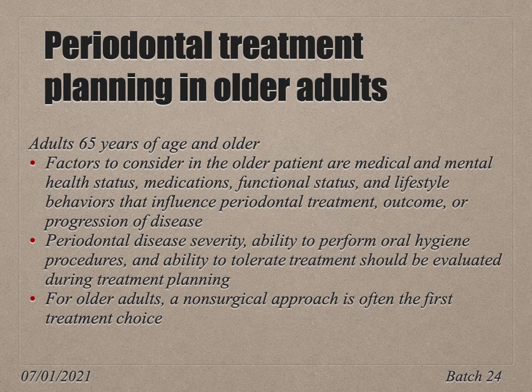Next is periodontal treatment of older adults. For adult patients 65 years of age or older, you have to consider the patient's medical and mental health status, medications, functional status, and lifestyle behavior that influence periodontal treatment outcome or progression of disease. Periodontal disease severity, ability to perform oral hygiene procedures and ability to tolerate treatment should be evaluated during treatment planning. For older adults, a non-surgical approach is better than a surgical approach.